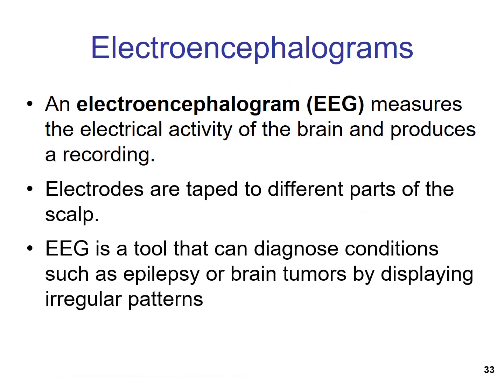Okay, an EEG can diagnose conditions like epilepsy or brain tumors because under those conditions, there can be an abnormal EEG. So you've probably heard of an EKG with the heart showing abnormal patterns sometimes. There are abnormal patterns that can show up with an EEG as well.